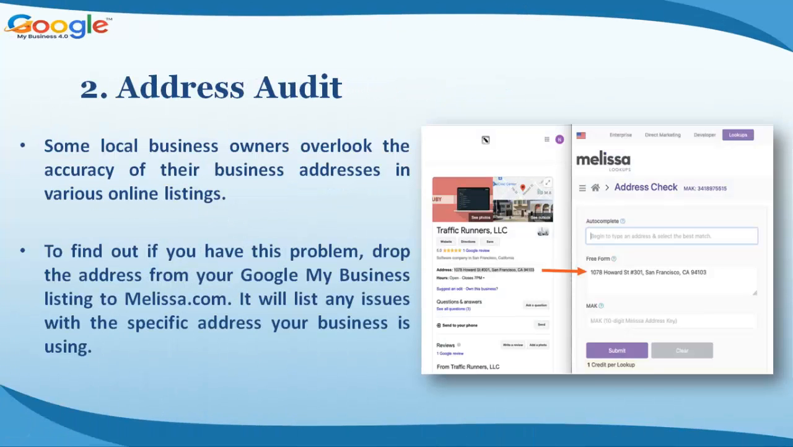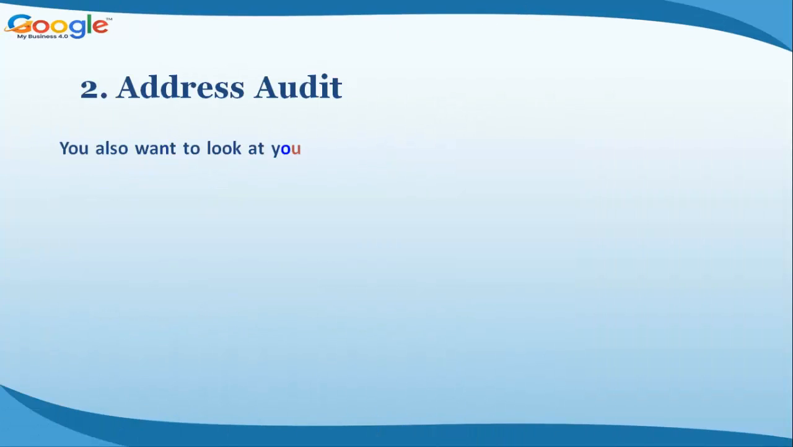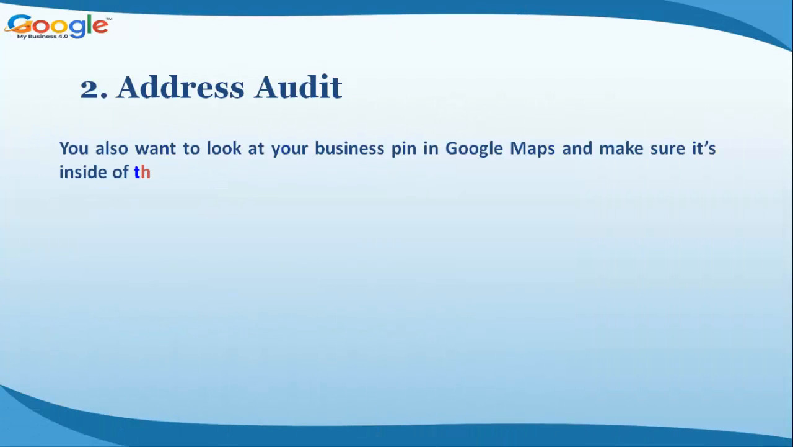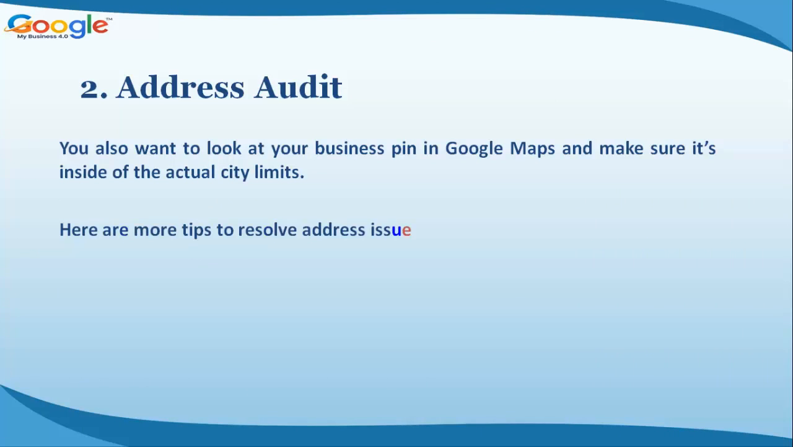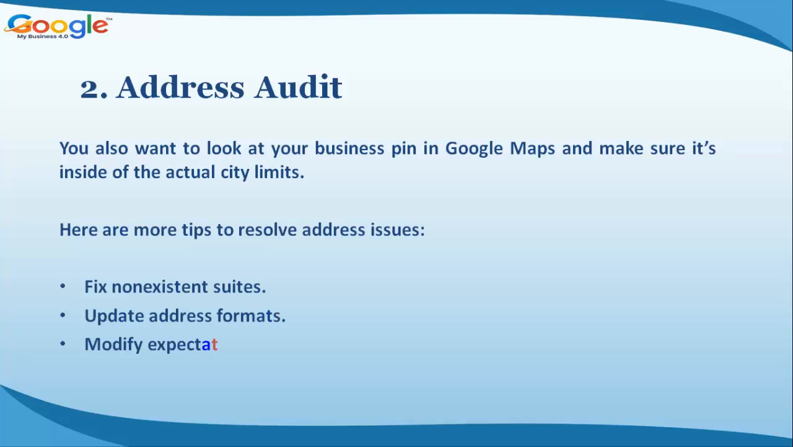2. Address audit. Some local business owners overlook the accuracy of their business addresses in various online listings. To find out if you have this problem, drop the address from your Google My Business listing into melissa.com. It will list any issues with the specific address your business is using. You also want to look at your business PIN in Google Maps and make sure it's inside of the actual city limits. Here are more tips to resolve address issues.